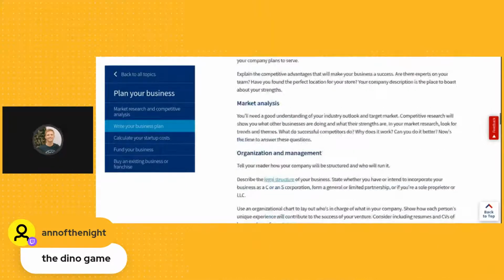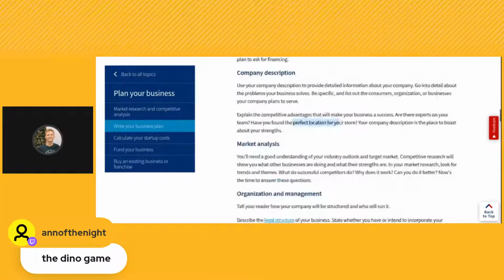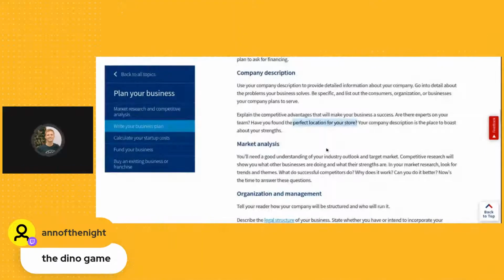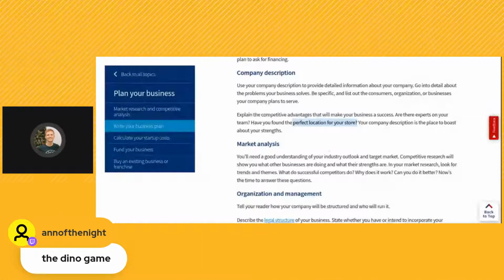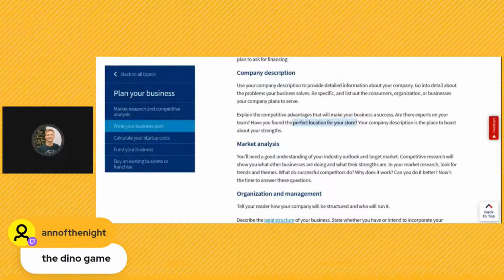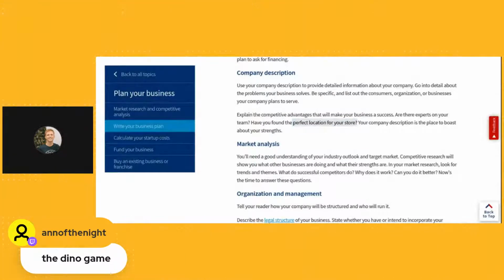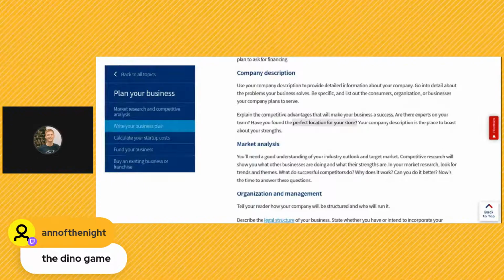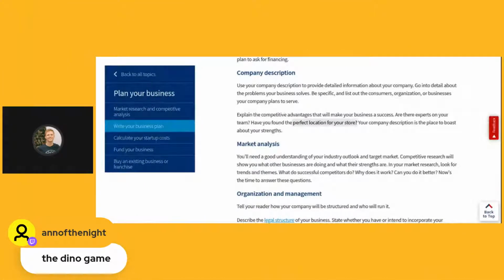Okay, and for a tech company, the perfect location for your store is probably not applicable in the same sense. How would you define a location for your store in terms of a tech company, or maybe a more digital project or event? What would you say the location of your store analogy is for a tech company, or some company that exists on the internet?